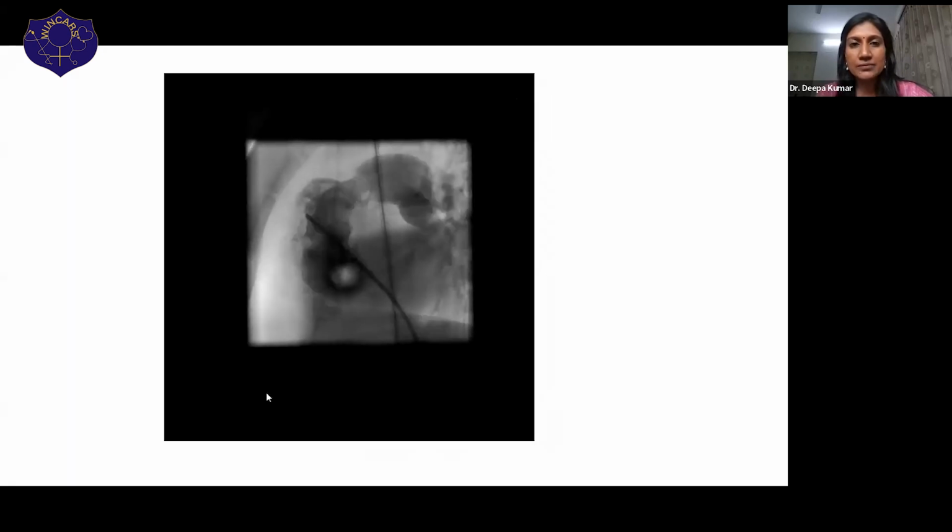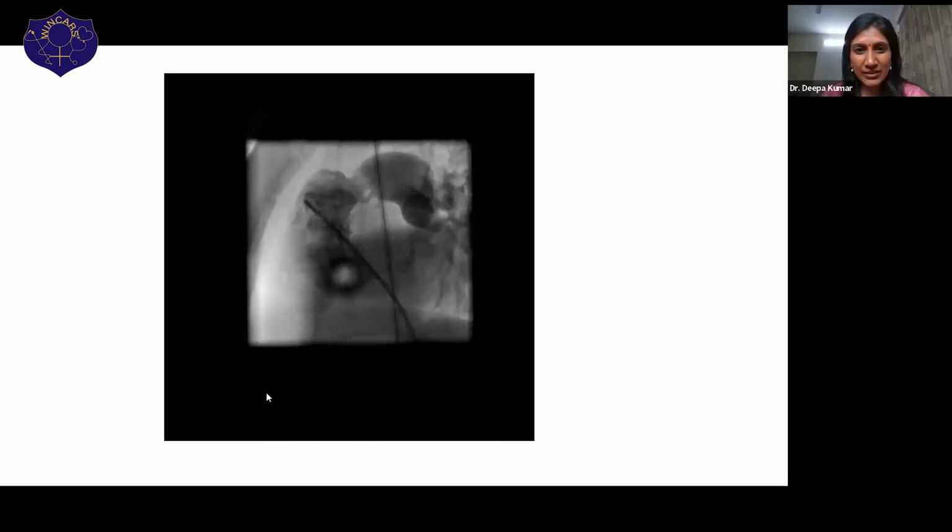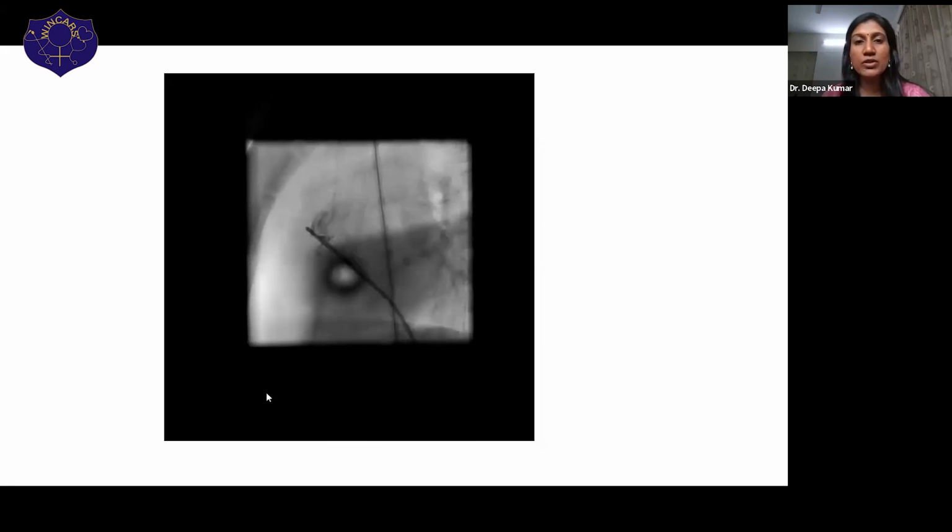Anybody wants to try this? Someone said absent pulmonary valve. Actually, the annulus is quite big, so it is not an absent pulmonary valve. In an absent pulmonary valve, the annulus will be very small.